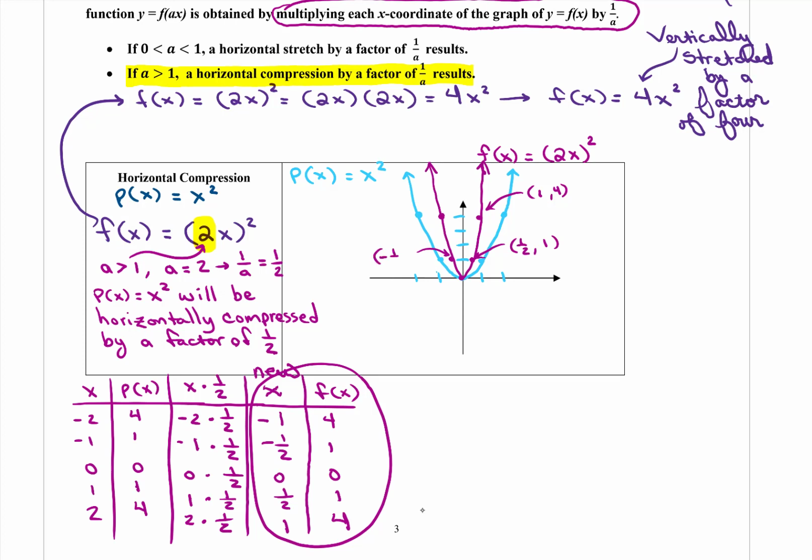Well, I made a mistake there. Let me fix that first. Yes, there we go. 1, 4, that's what I meant. So if you look at the y values, it's over 1, up 4. That means it's being vertically stretched by a factor of 4. Or if you're thinking of it in terms of horizontal compression, the x values of the parent graph got multiplied by a factor of 1/2. So you can think of it either way.